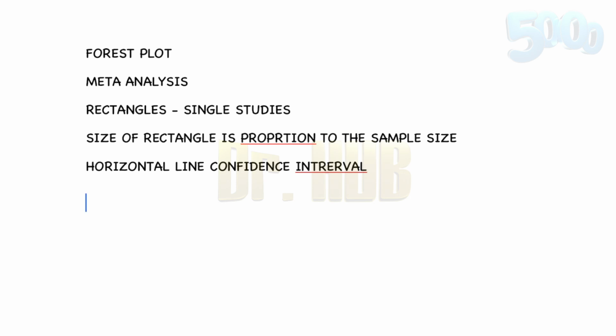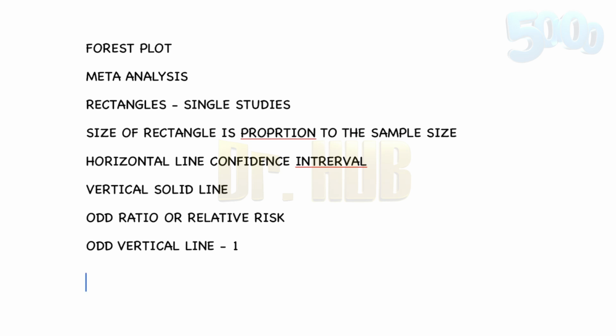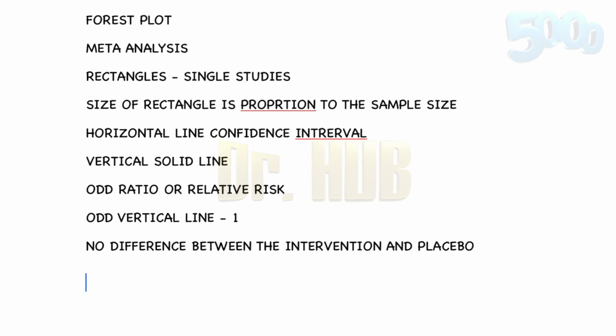Then comes the vertical solid line. The vertical solid line is the line of no effect, which represents the odds ratio or the relative risk. If it is an odds ratio, the vertical line would be at 1. In case of no difference between the intervention and the placebo, the risk ratio is also 1.